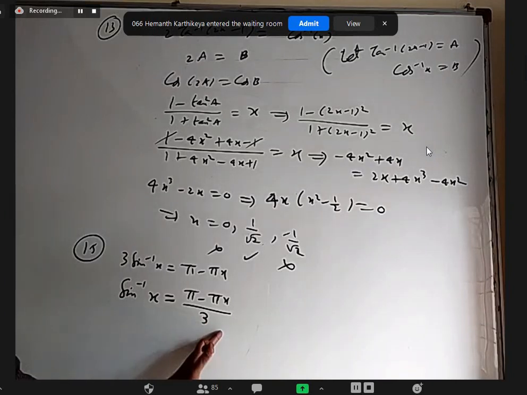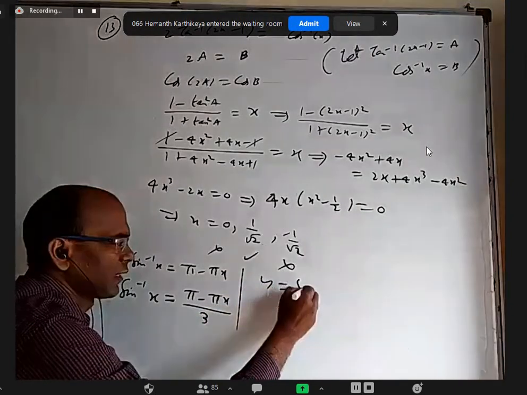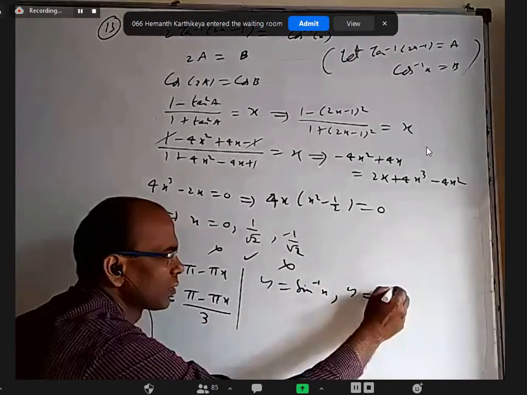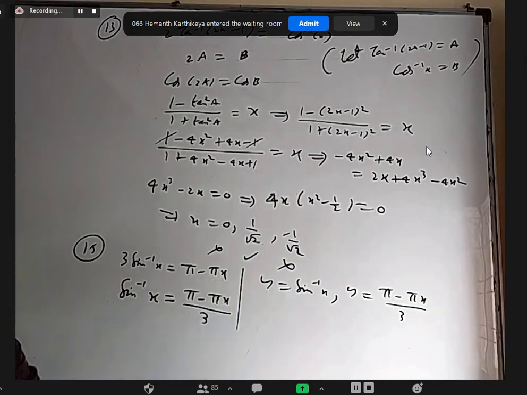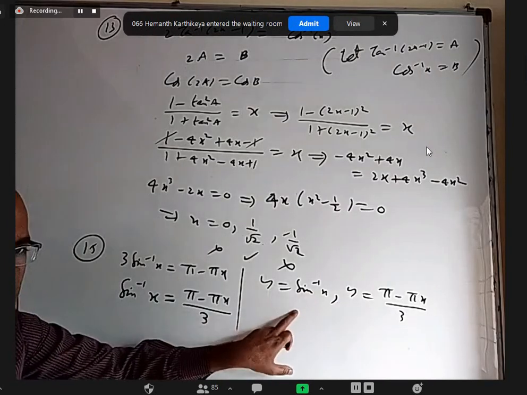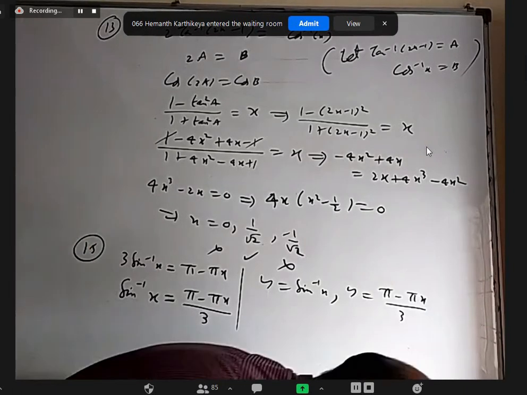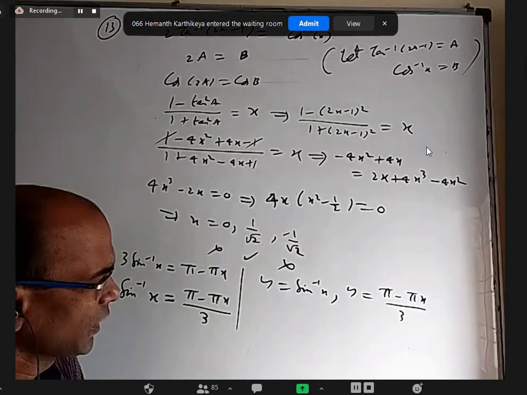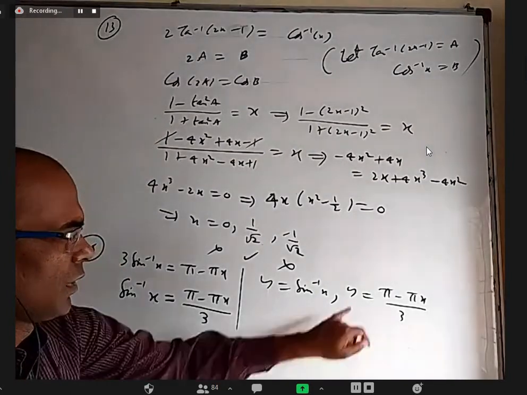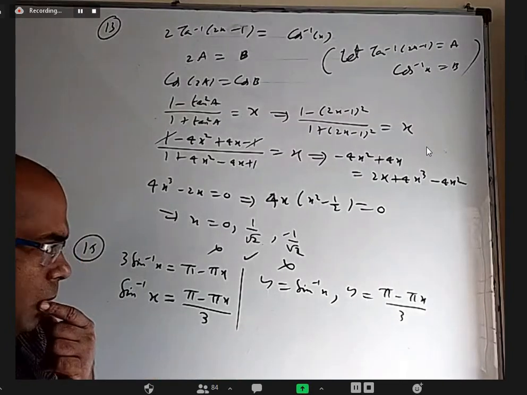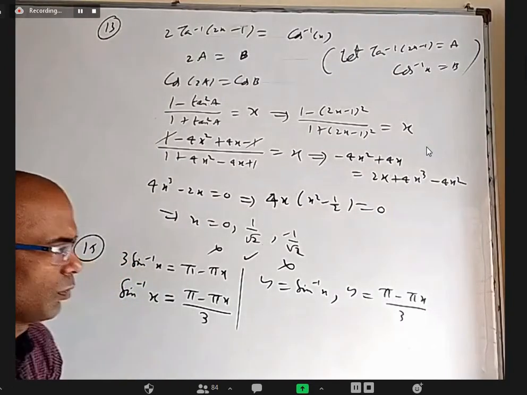I'll draw the graph of y equal to sine inverse x and y equal to pi minus pi x by 3, and see how many times they intersect. This is a straight line. This is a regular sine inverse x. We know that. I know very well about sine inverse x graph. What about the straight line? What is the x-intercept when I put y equal to 0? X-intercept is 1. And y-intercept when I put x equal to 0 is pi by 3. 1 and pi by 3.